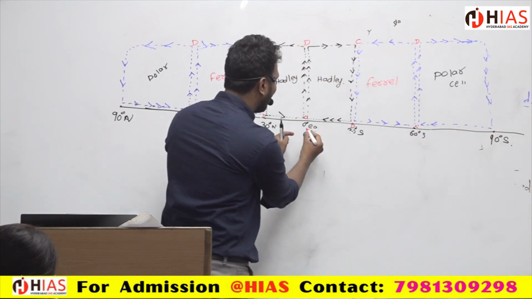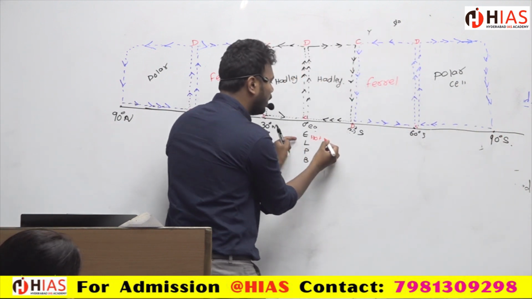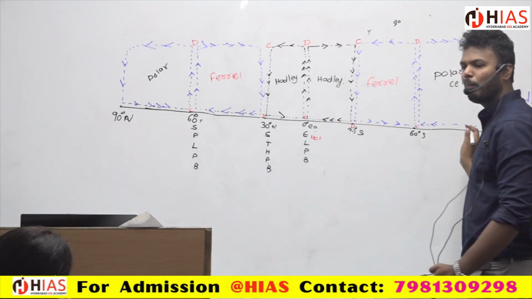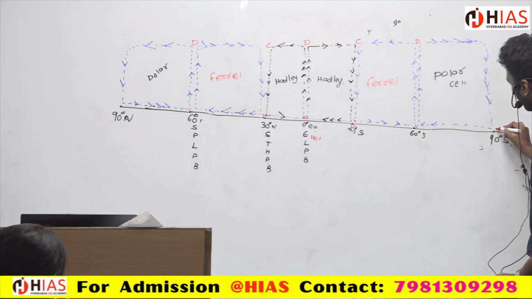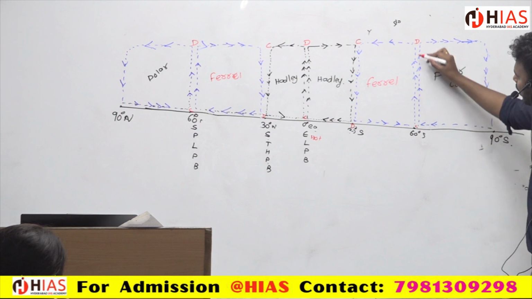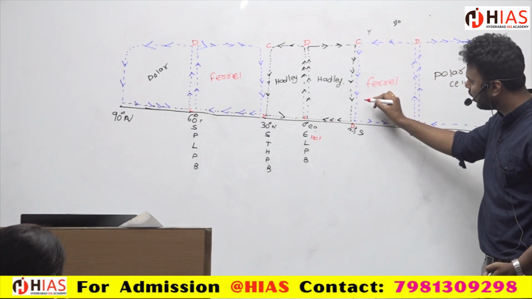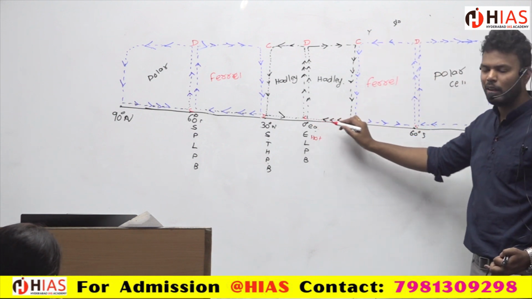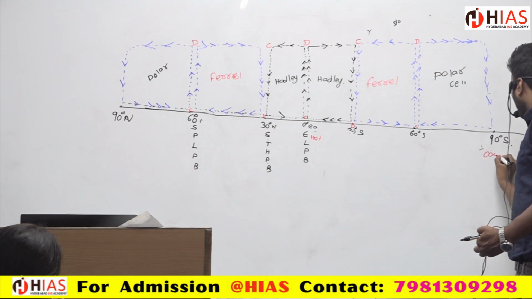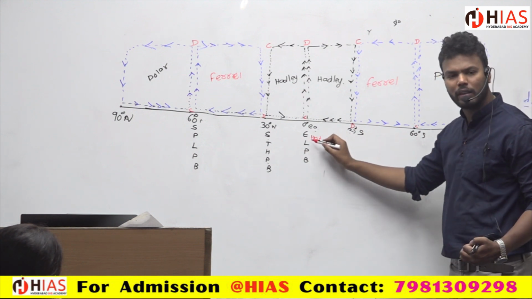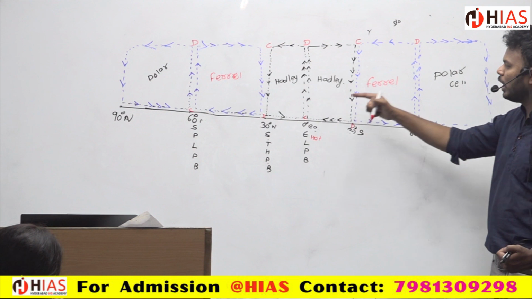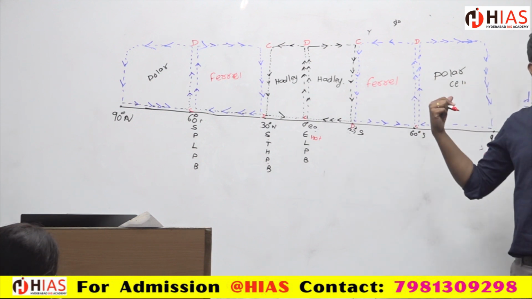So that means the hot air from here will travel to the pole. Cool air from the pole is traveling here, rising, going here, descending, again it is going to the equator. So cool air from the pole is going to the hot equator, and hot air from the equator is coming to the pole. In this manner they are traveling.